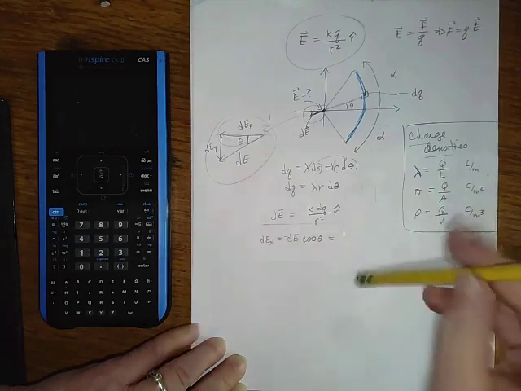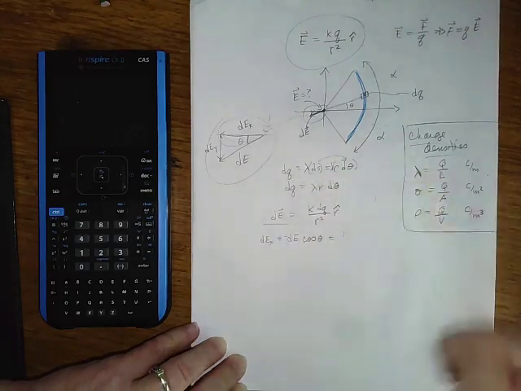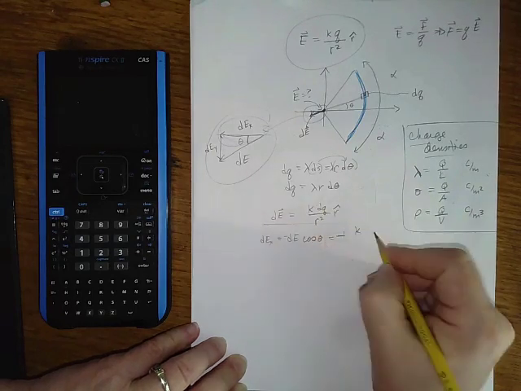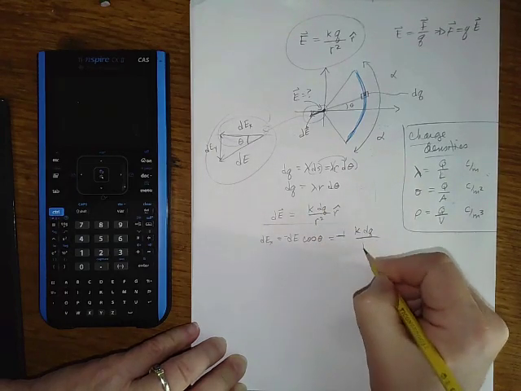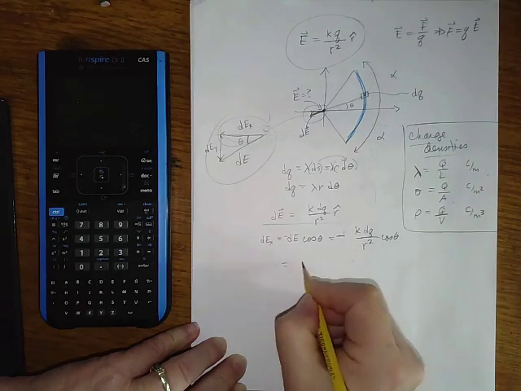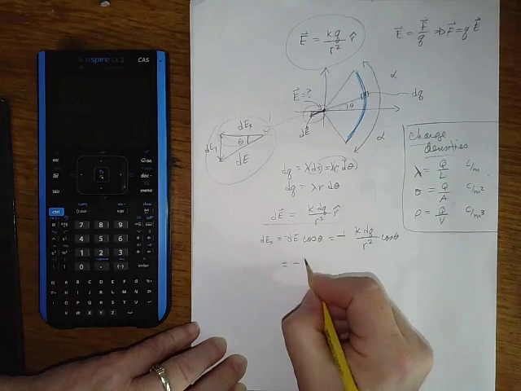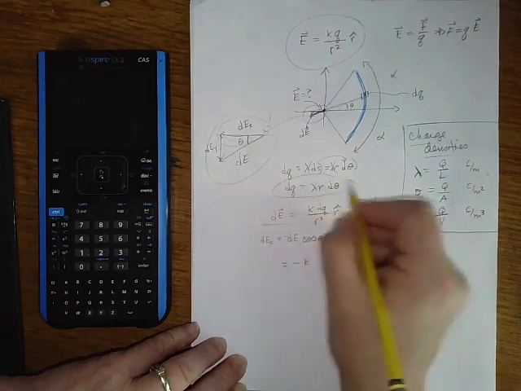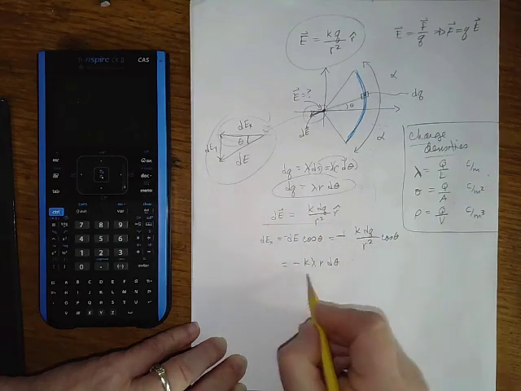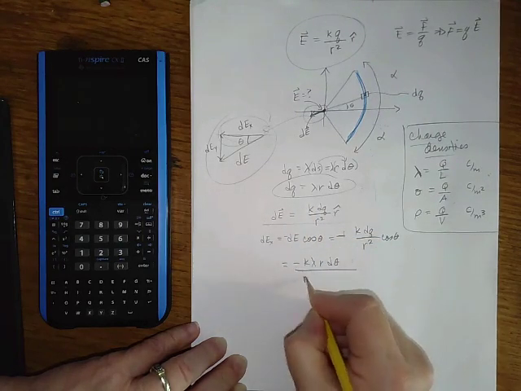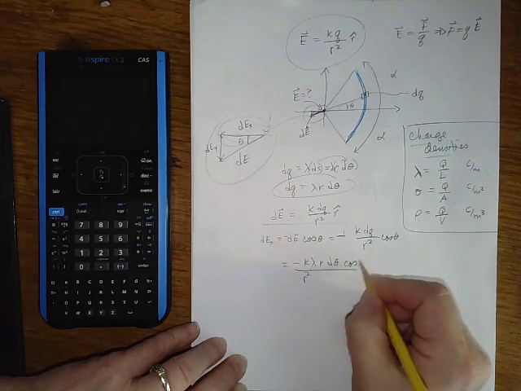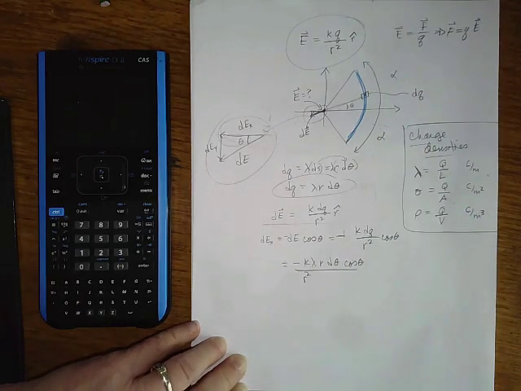dE is, let's get my negative sign on there just so we don't lose it. Negative k dq. I guess we'll just write it in general first. dq over r squared, cosine theta. And then we need negative k, and then dq is lambda r d theta. And then we're going to divide by r squared, and we're also multiplying by cosine theta. Get all of our pieces in there.